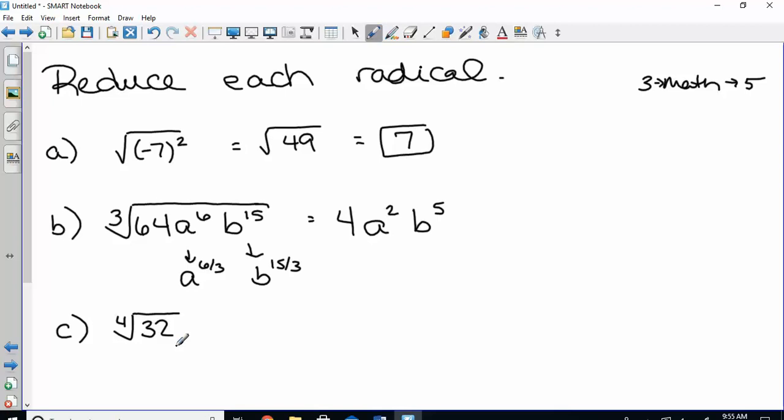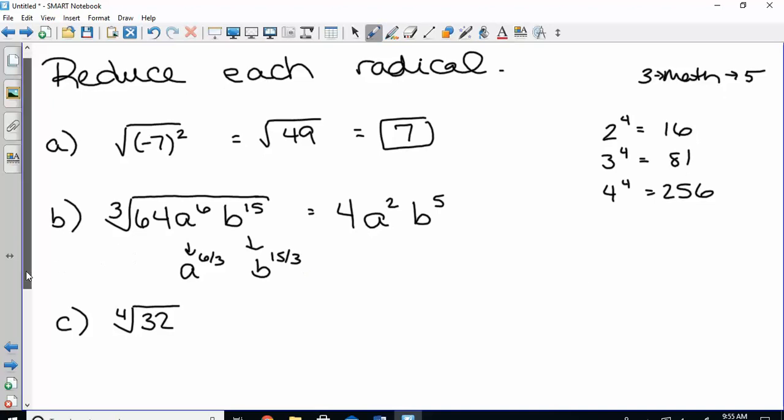So just like we've broken down square roots, we can break down 4th roots. So if we think about this, I need something to the 4th power that goes into 32 equally. So when I say something to the 4th, like 2 to the 4th is 16, 3 to the 4th is 81, 4 to the 4th is 256. Is 32 divisible by any of those numbers?